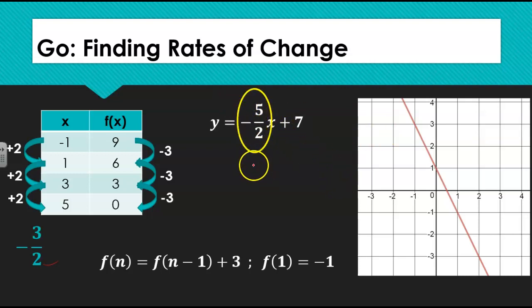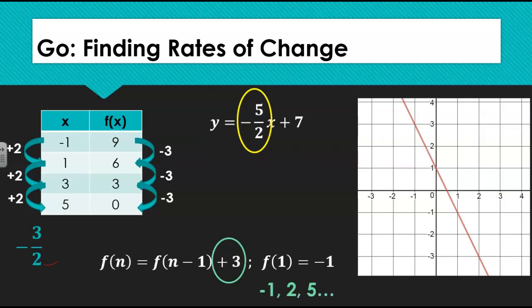So we are either going down 5 units and then going to the right 2 to hit another point on our line, or we are going up 2 units and then going to the left 5 units, and then again we'll hit another point on the line.